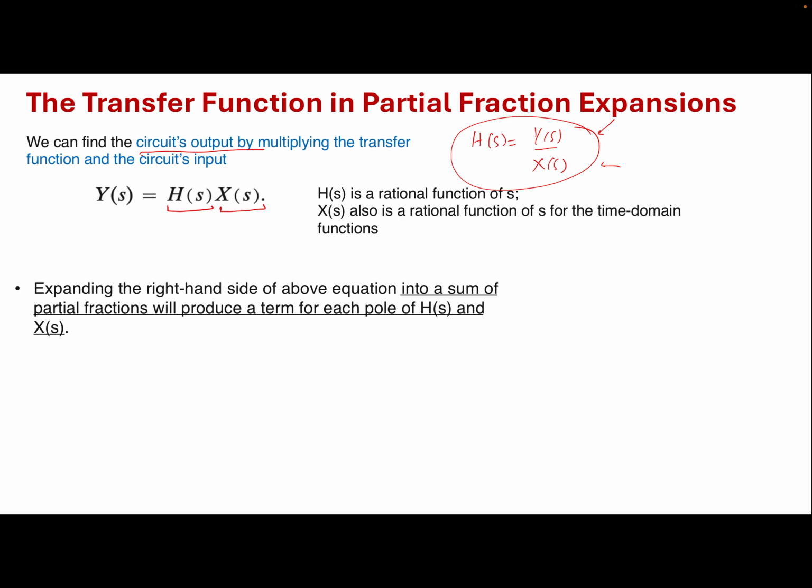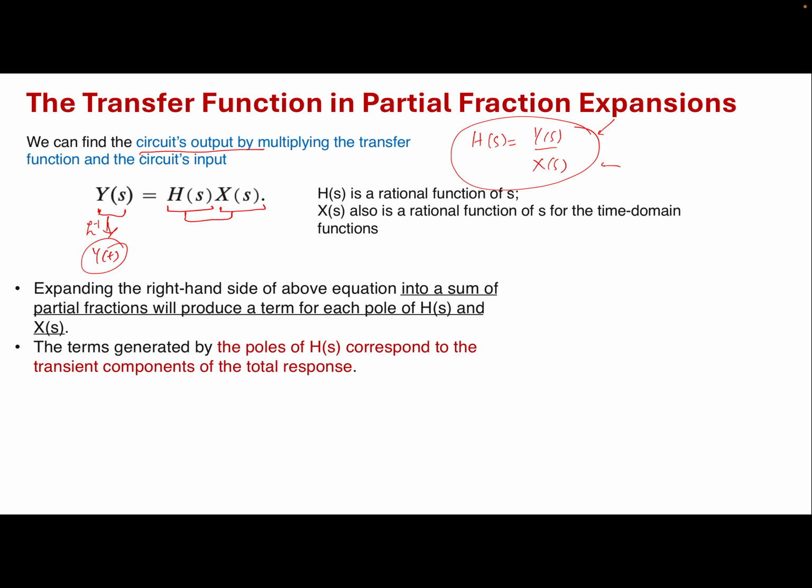Another important thing is that we have looked at these examples, and we are doing more examples. X of s and Y of s are expressions of s. Once you open it up in partial fractions, you get different poles, and the poles are the roots of s in the denominators. Once you solve this Y of s and convert it into the time domain, once you inverse Laplace transform it, we will realize that the poles of H of s contribute to the transient response.